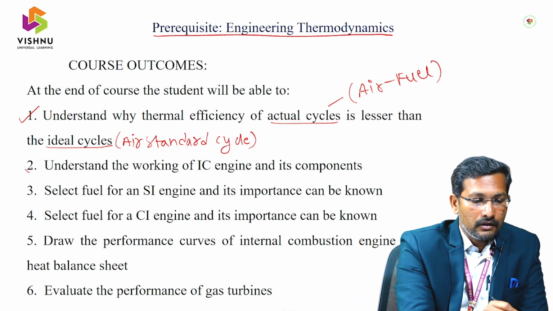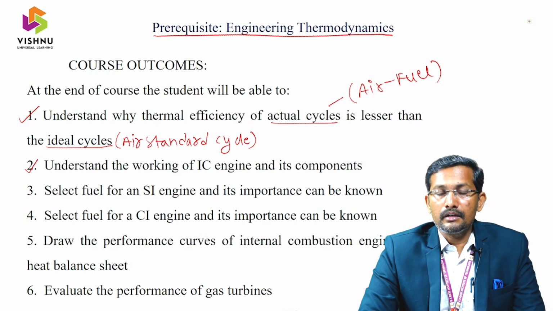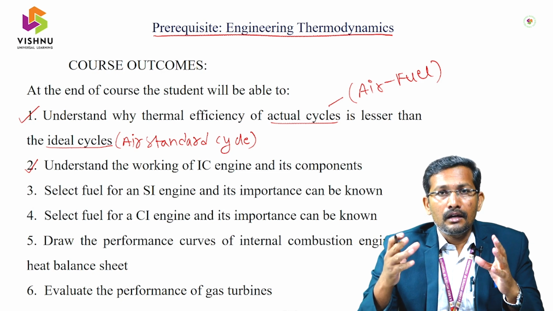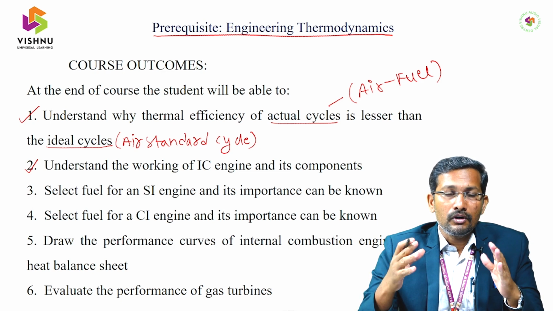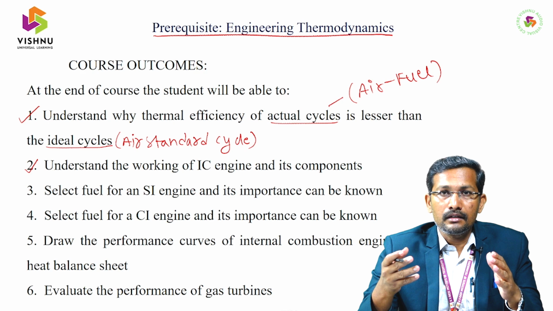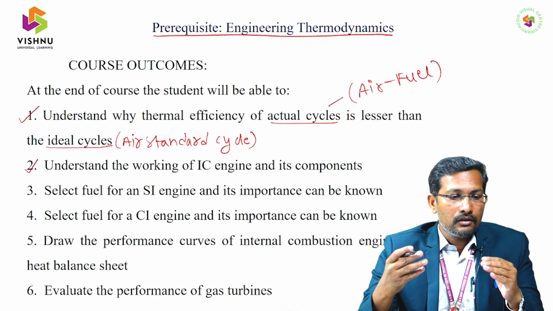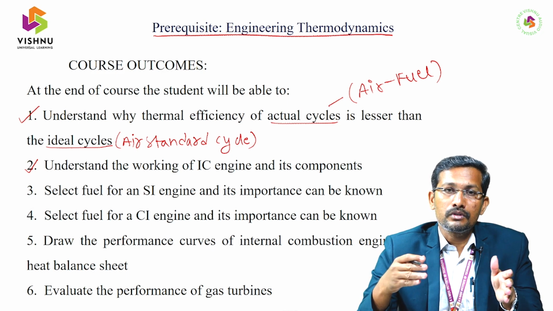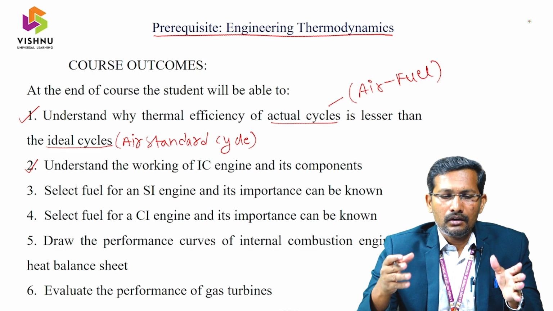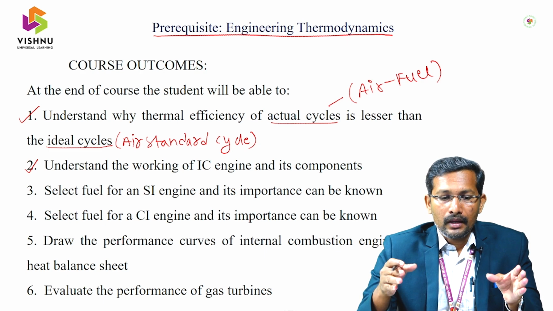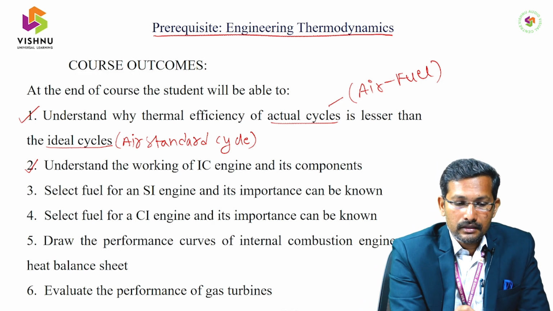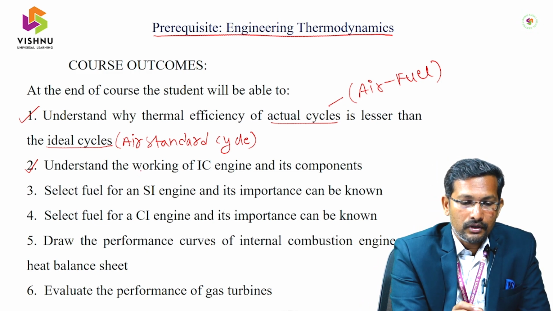Coming to the second course outcome, understand the working of the IC engine and its components. Normally, the students should be able to clearly understand the various components involved in internal combustion engines, like the engine head, valves, mechanism, connecting rod, piston and cylinder movements, various strokes involved, ports, fuel injection pump, and cooling jacket, and how they work. The basic working of the internal combustion engine should be understood from unit 1.